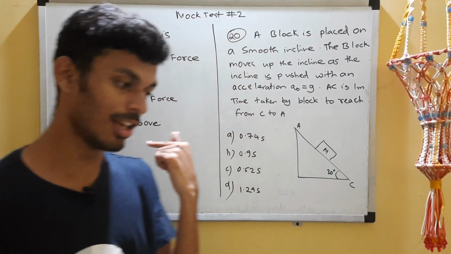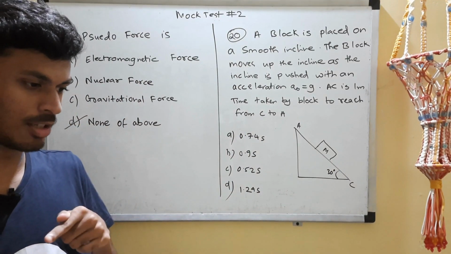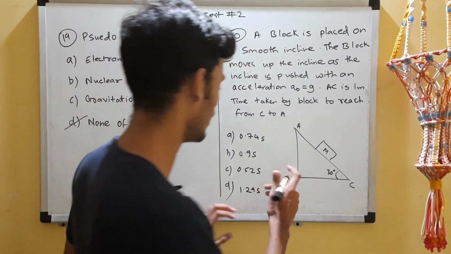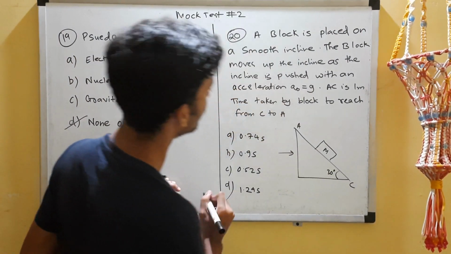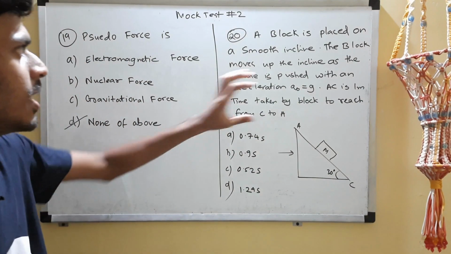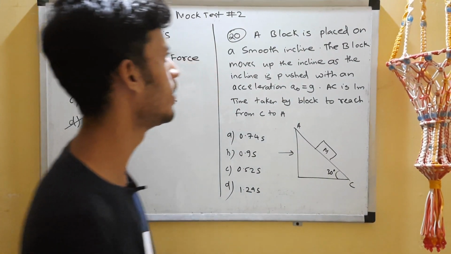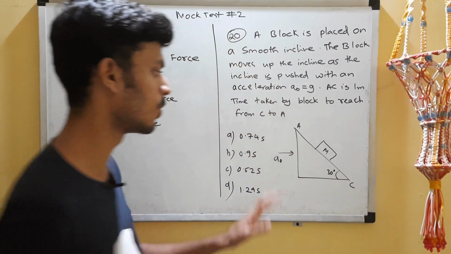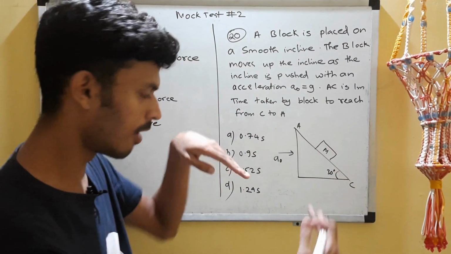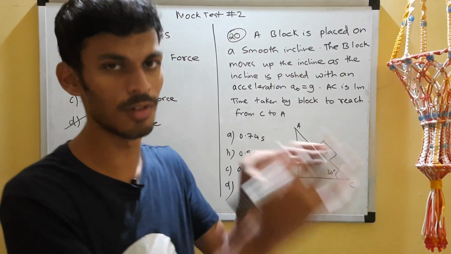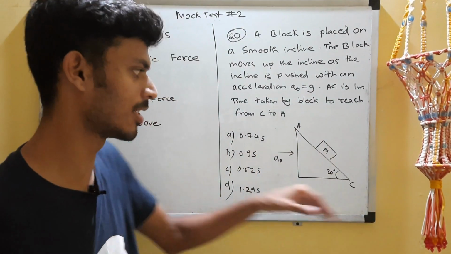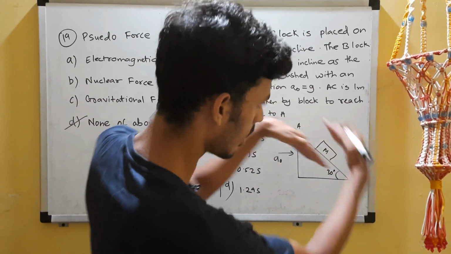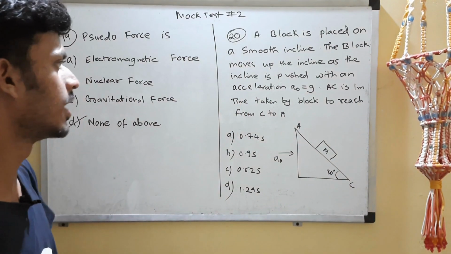Behind every non-inertial motion there is a pseudo force that does not exist. That's a meme. Anyways, let's come to this. Here we have an inclined plane. We have placed a block on a smooth inclined plane. Now we'll give this inclined plane some acceleration a0, which is equal to g, in this direction. When you give this acceleration, the block will move up. The inclined plane will push into the block and the block will move up. That's easy to imagine.